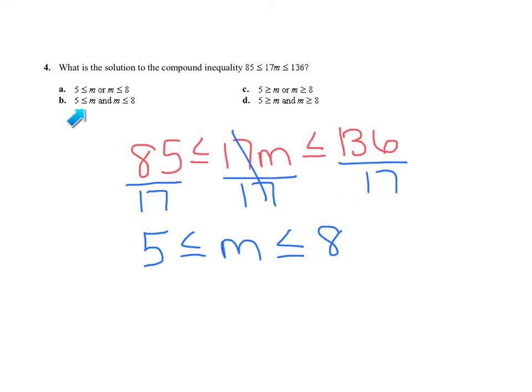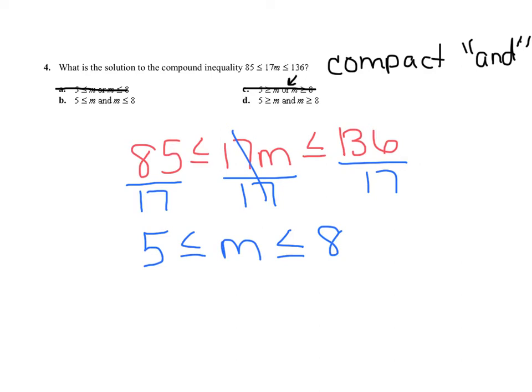Now when I go look up here, notice none of them are written in compact form, but you can already eliminate some of these choices. This is written in compact form, and since it's in compact form, I know it's an and inequality. It's an and compound inequality. So right away, A is not an option and C is not an option because it has the word or there. So I know I'm between B and D.